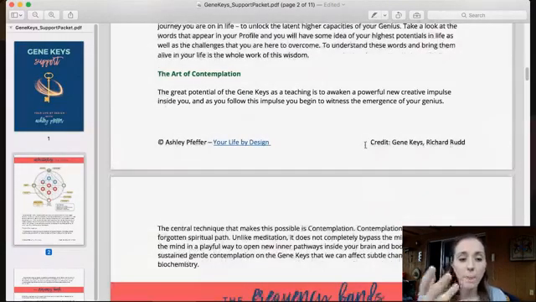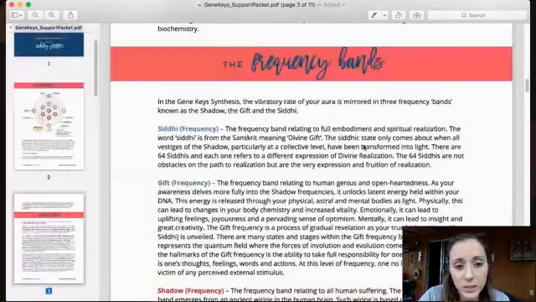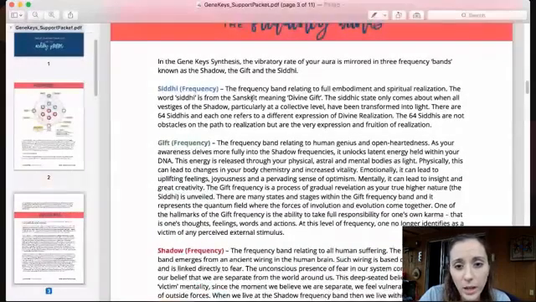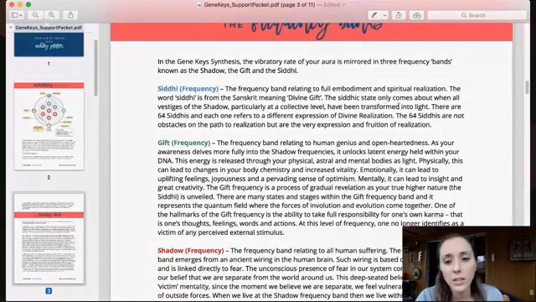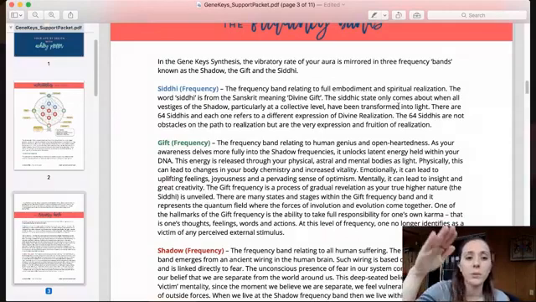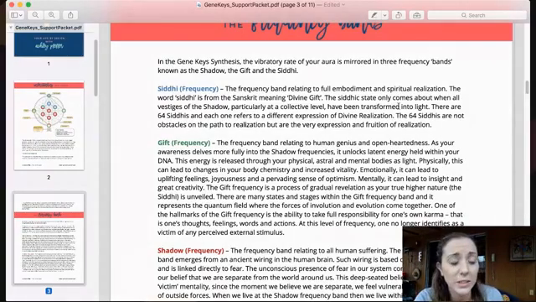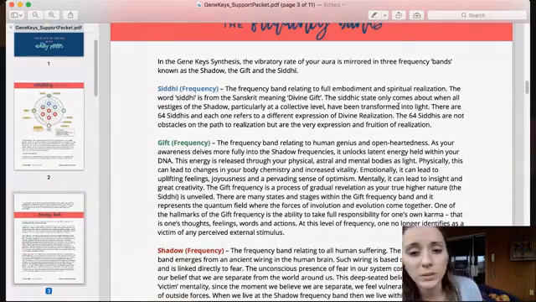Okay. So again, this explains the different frequencies, so we'll go over this really quick. The Siddhi is your divine gift. It comes when all the vestiges of the shadow, particularly at a collective level, have been transformed into light. So what they're talking about in the Siddhi frequency is, because we kind of go between all the frequencies, it's not like you can't get into the Siddhi frequency. We have tastes of the Siddhi frequency every now and then.